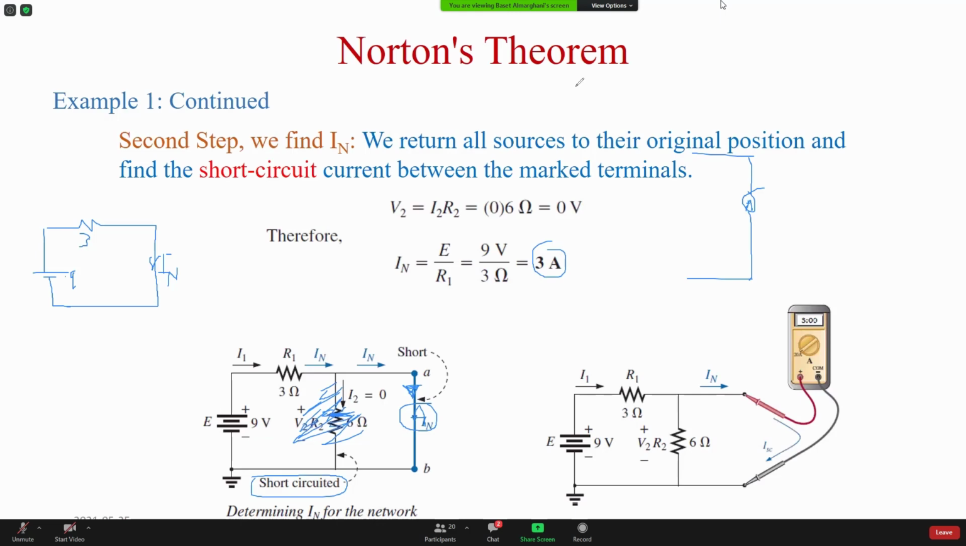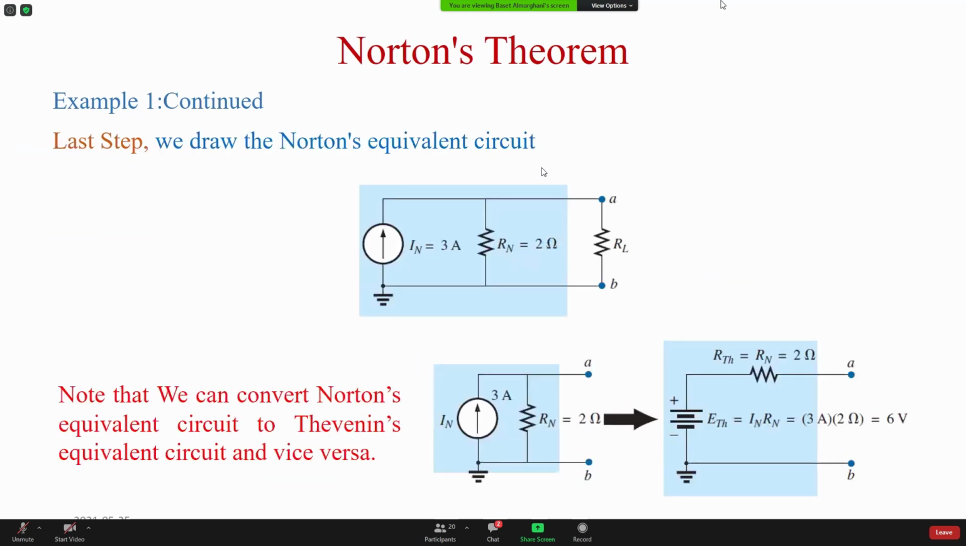So the last step would be drawing the circuit. Now we have to remember it's parallel with the current source. The short circuit current, the Norton current, is 3. The Norton equivalent resistance is 2. We draw the circuit, and we know before that this is the Norton.